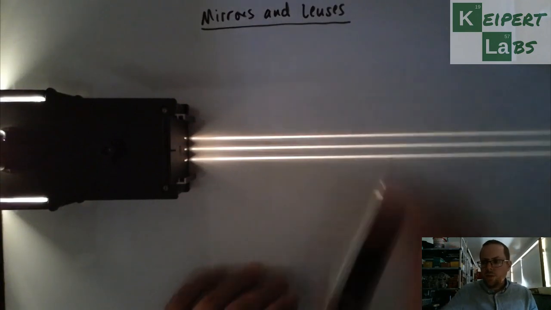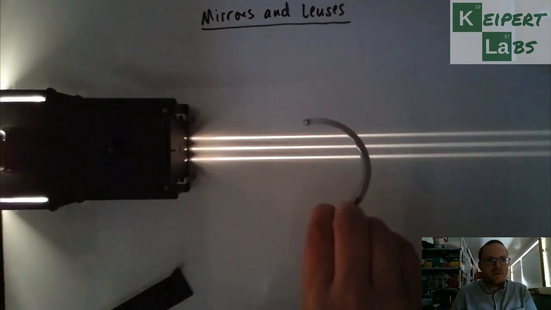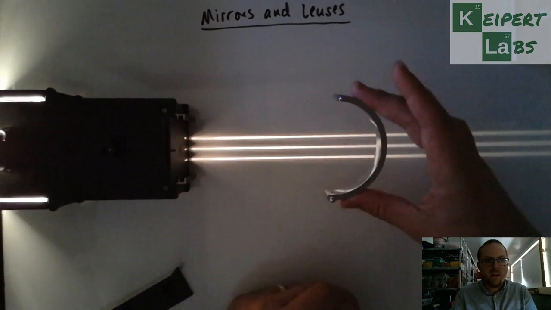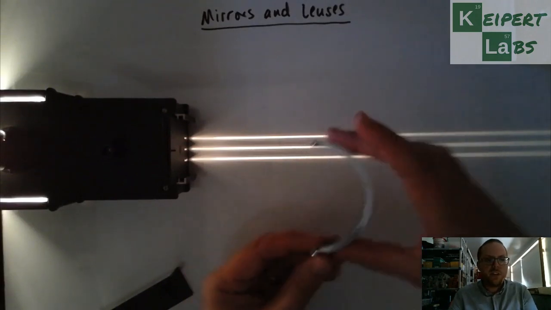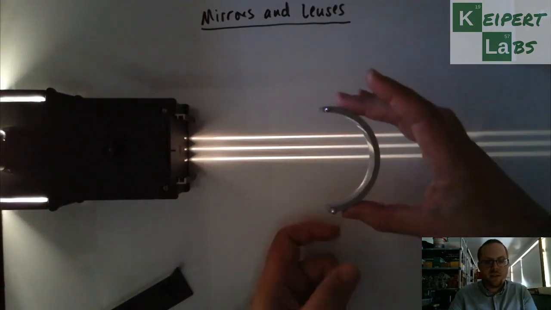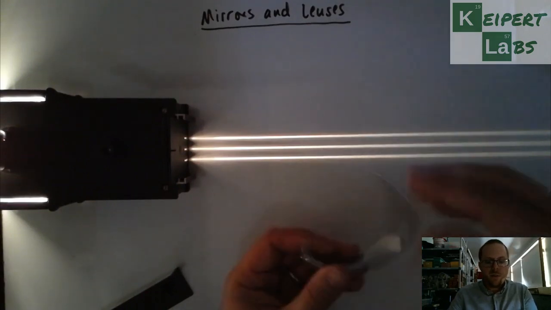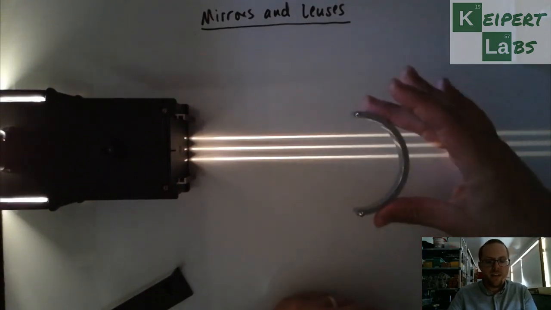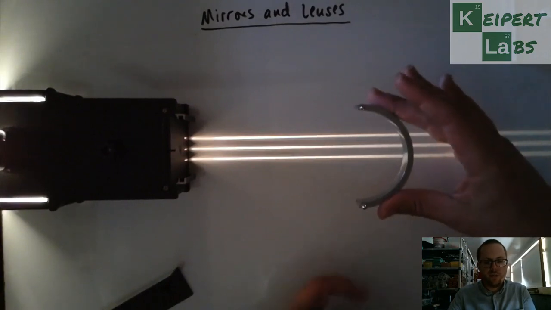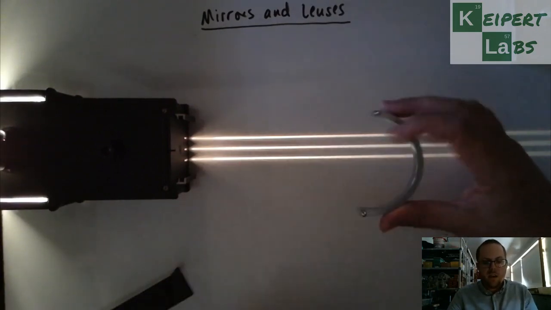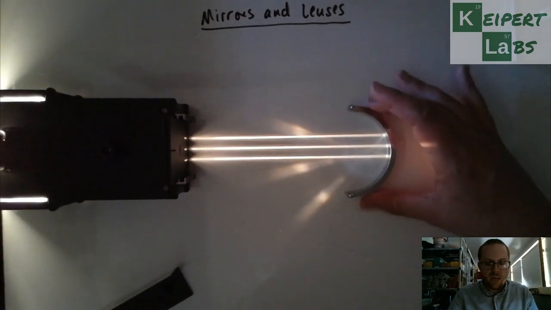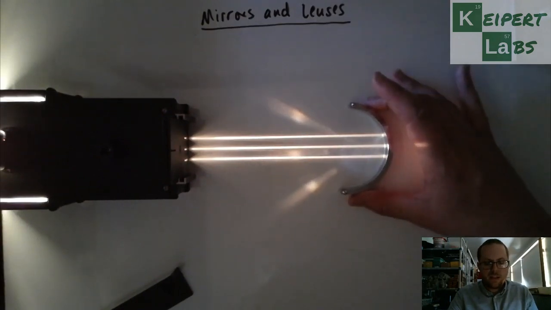Now what happens when we get a curved mirror? If I get a curved mirror like this, then I can position it relative to the light in 2 ways. This way or this way. Where it's curving, we would say that it is concave at the moment because relative to the light it's going in.